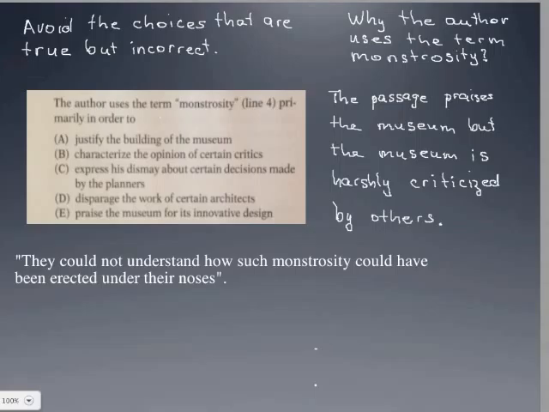The author doesn't think the museum is a monstrosity because the passage as a whole praises the museum. So the sentence in line 4 says that they, which means other critics, thought that it was a monstrosity. Therefore, this word is being used to characterize the opinion of certain critics, and the answer is B.